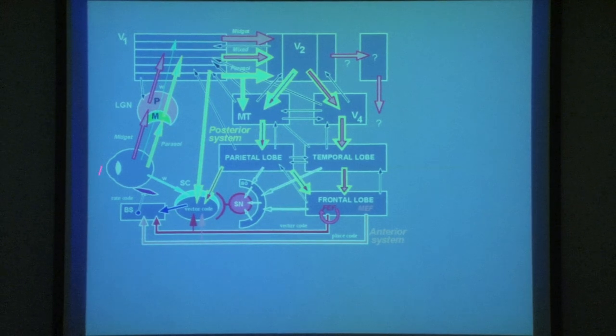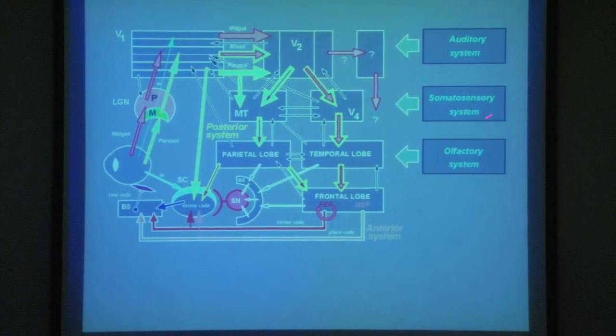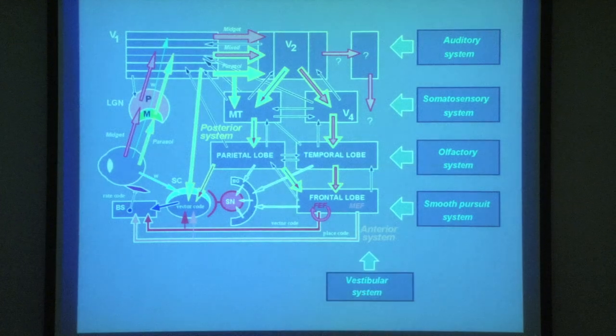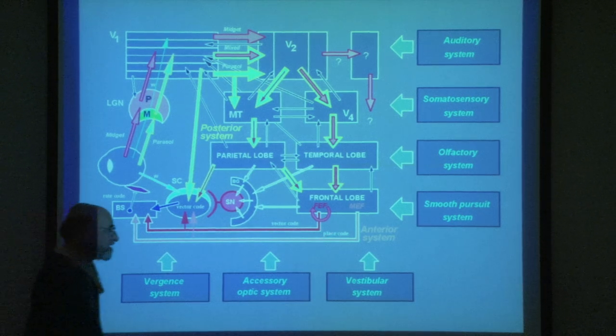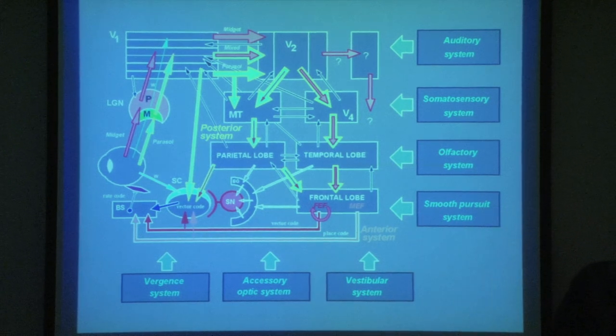Now, if you think this is complete, you're still wrong, because now what we have to realize is that all this circuitry is also one that receives input from several other areas, with the auditory system that you're going to hear a lot about later on in the course, the somatosensory system, the olfactory system, the smooth pursuit system that we'll mention a little bit next time, the vestibular system, the accessory optic system we'll talk about next time, and the Virgin system. So all these feed into this incredibly complex circuitry already and are essential elements in your ability to move your eyes about.